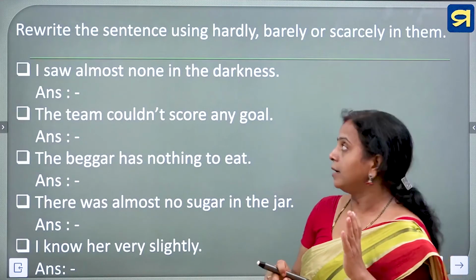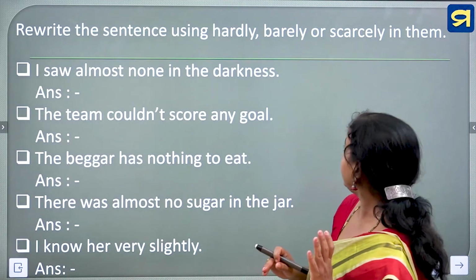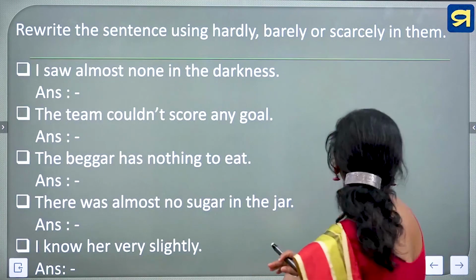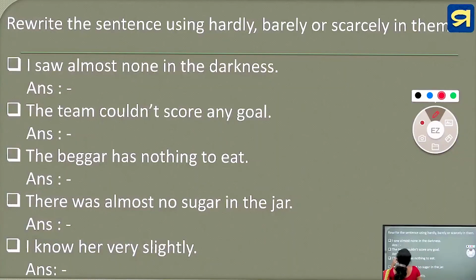Children, let us do some exercise. Rewrite the sentence using hardly, barely or scarcely in them. Okay? First, I saw almost none in the darkness. What will be the answer? Very good. I hardly saw in the darkness.